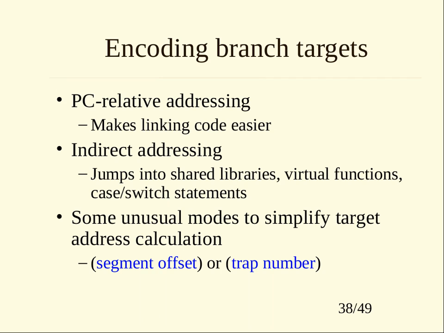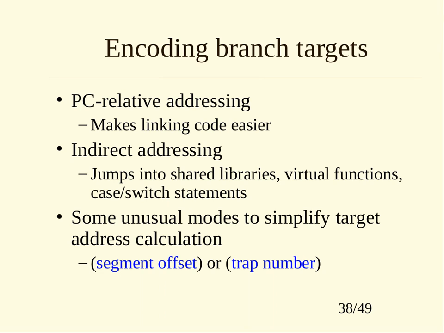PC relative addressing. Makes linking code a lot easier. That is, for example, your for loop. You go down to the bottom of it. You want to do a PC relative because you don't know what your PC is. You just say now you need to go back 20 instructions. That's PC relative. It makes linking a lot easier and figuring out where you need to jump to. Indirect addressing. That's if you need to call a library, a virtual function, or a switch. In an in-order pipeline, hopefully you learned that when you do this type, it stalls the pipeline because it doesn't know where to go.